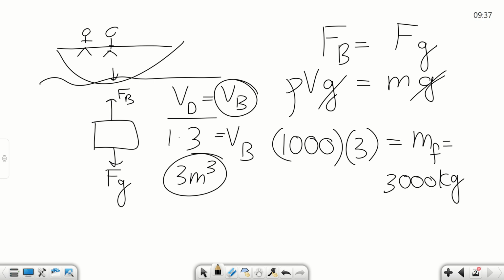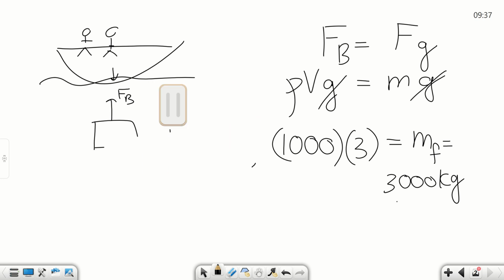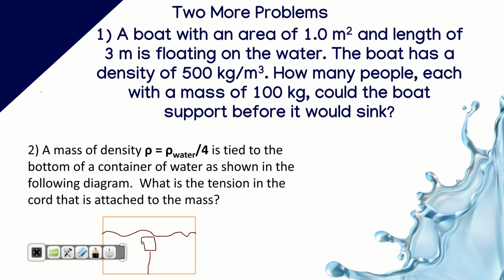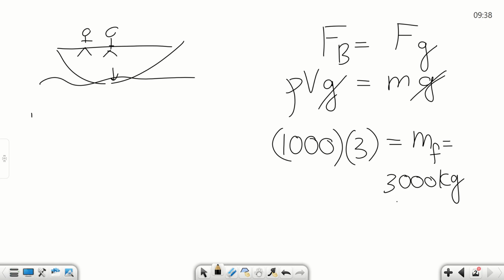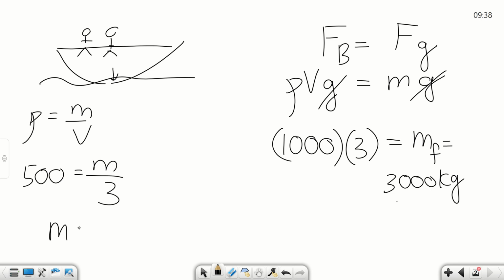And so to figure that out, I need to go back. I'm going to erase this real quick so we're not getting too confused. I need to figure out the mass of the boat. The density of the boat is 500. So density equals mass over volume, so 500 equals mass over 3. That's the volume of the boat. So the mass of the boat is 1,500 kilograms.